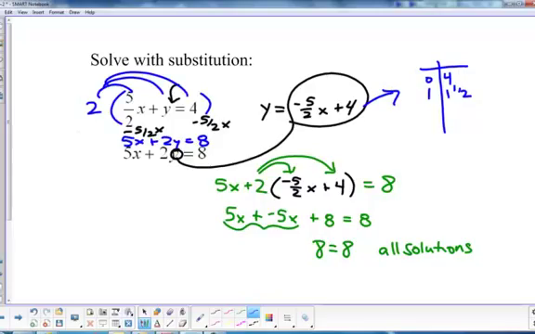So all solutions that work for the one equation will work for the other equation because they are the same line. Like you can't just plug 0, 0 in. You have to plug a solution for the one.